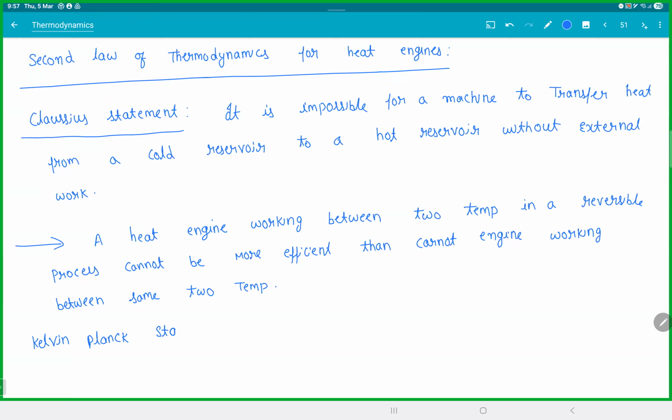Kelvin-Planck statement. These are all simply another form of the second law. A heat engine cannot convert all heat into work. So basically it tells you cannot have an engine with 100% efficiency, in a cyclic process.